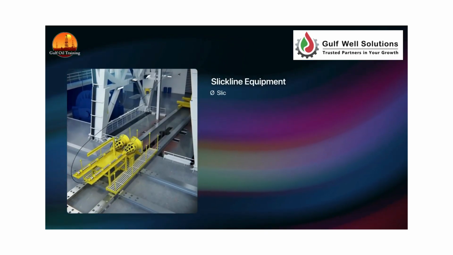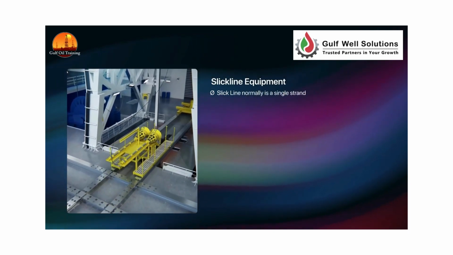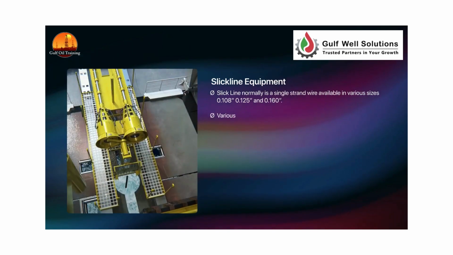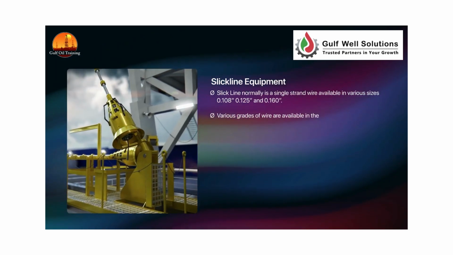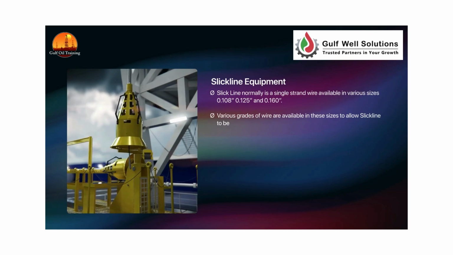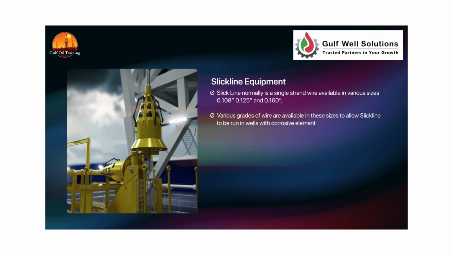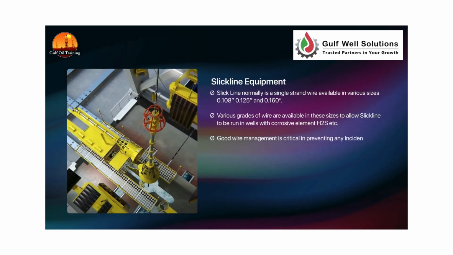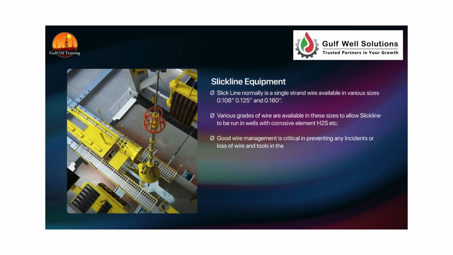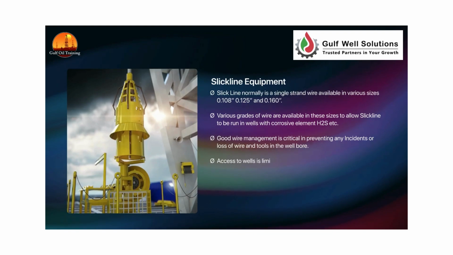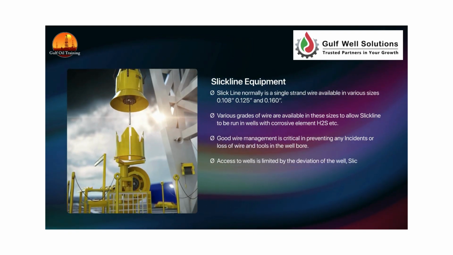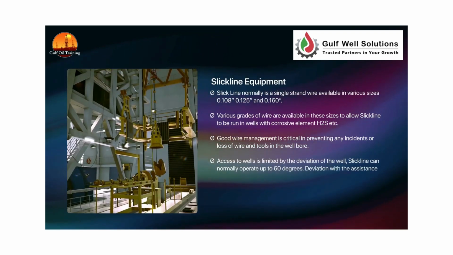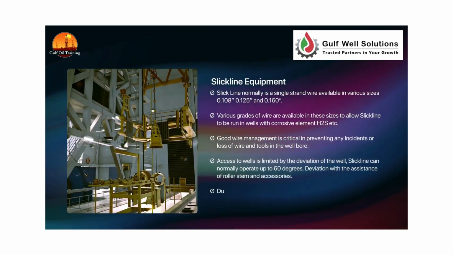Slickline equipment. Slickline normally is a single-strand wire available in various sizes: 0.108, 0.125 and 0.160. Various grades of wire are available in these sizes to allow slickline to be run in wells with corrosive elements such as H2S. Good wire management is critical in preventing any incidents or loss of wire and tools in the wellbore. Access to wells is limited by the deviation of the well. Slickline can normally operate up to 60 degrees deviation with the assistance of roller stem and accessories.